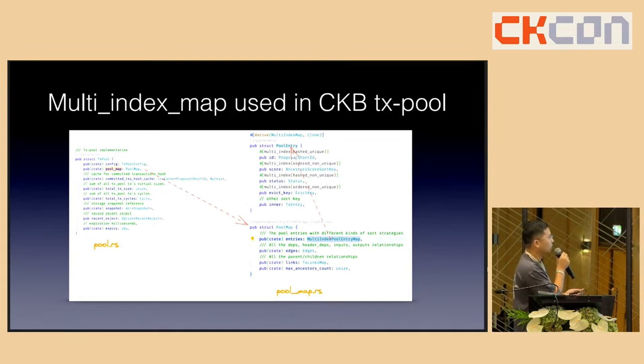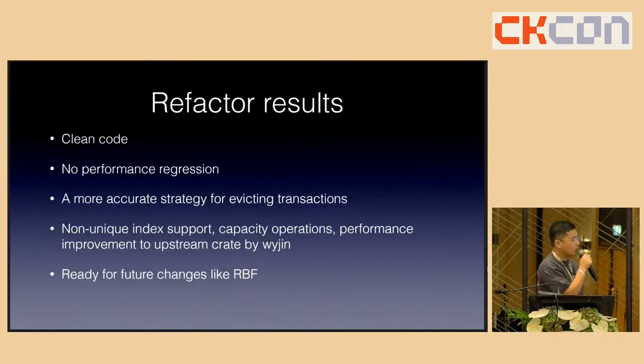This is the pool map in the transaction pool, and the pool map contains entries. The entry is stored in a multi-index map. There is a property called status to indicate the current status of the transaction, and there are two sorting keys in the multi-index map. So we finished the refactoring. We got clean code. There's no performance regression, and we implemented a more accurate strategy for evicting transactions.